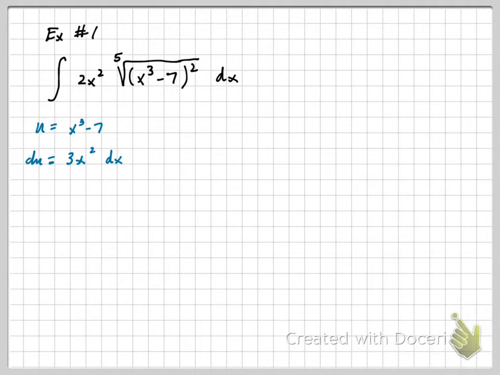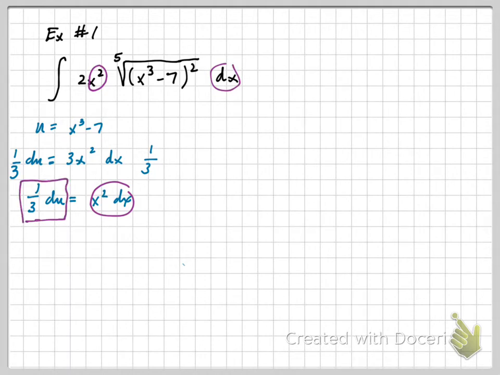Now, the coefficients don't match, so you have an option here. One option is to just go ahead and get rid of the 3 by multiplying both sides by 1/3. So 1/3 du is equal to x squared dx. And here's where I'm going to go ahead and get my colors going here. So we have this part right here can be substituted for by this 1/3 du.